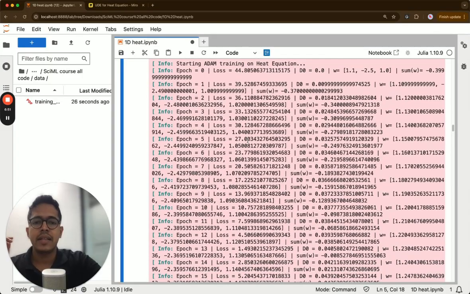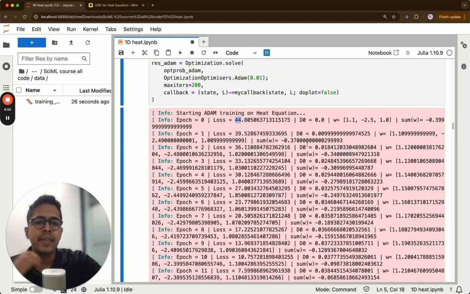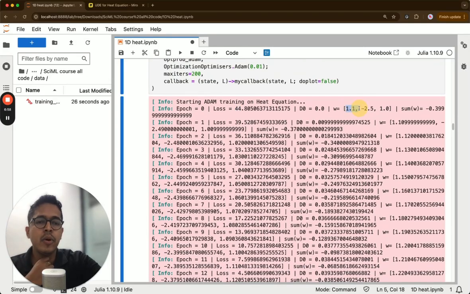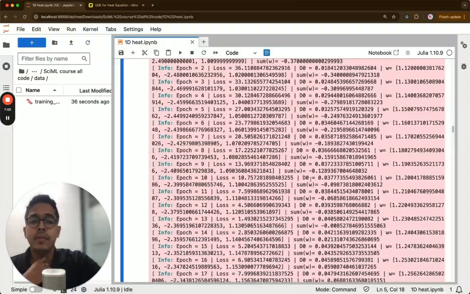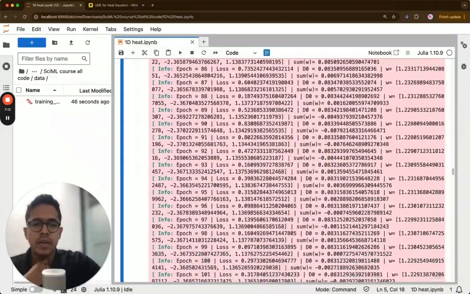But you see that the loss in the starting is 44. Then my initial weights are 1.1, minus 2.5, and 1.0. So some of the weights are not exactly 0. It's 0.399. The initial D0, which we initialize, is 0.0. We want it to be close to 0.1. And after 200 epochs, we can check where it reaches.